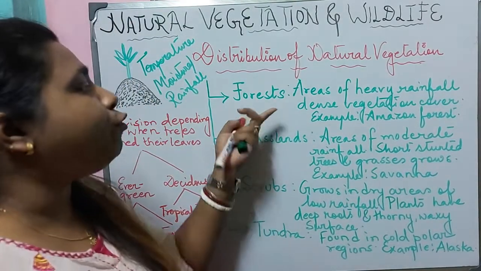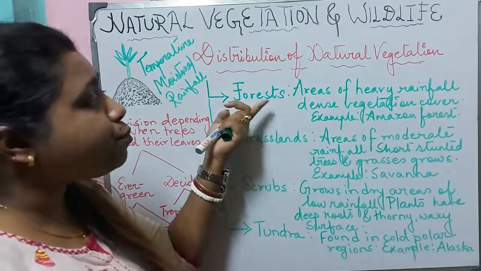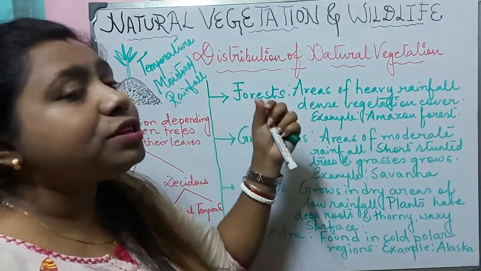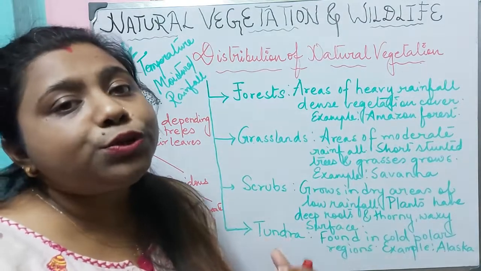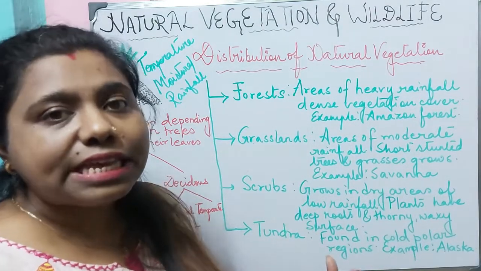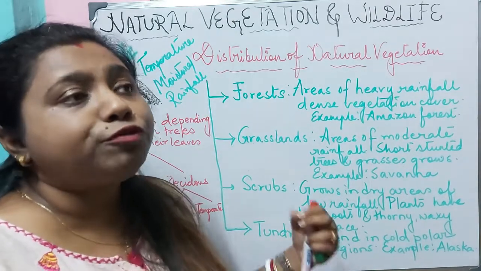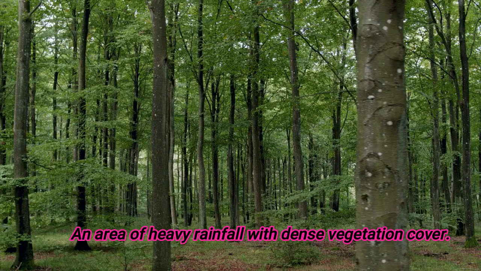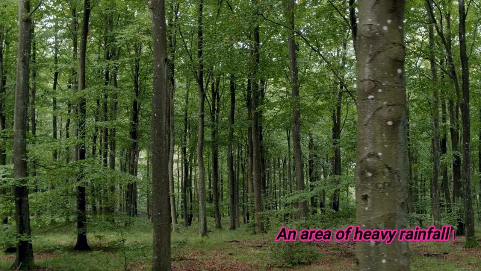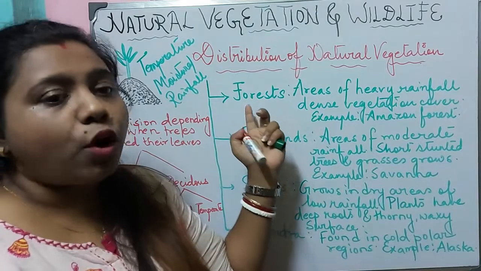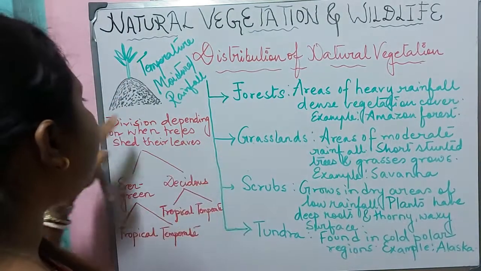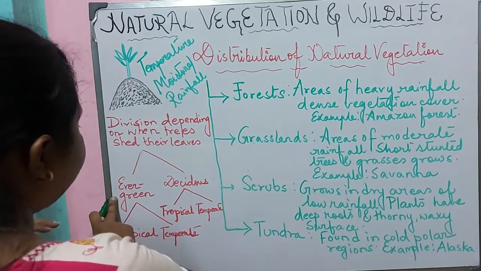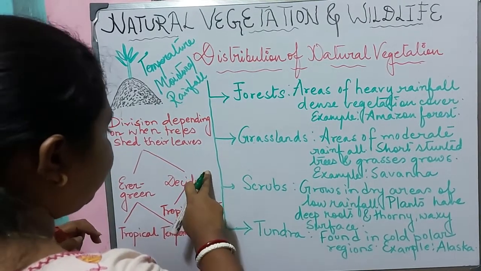Now let us know about forest. What are forests? Forest means the areas of heavy rainfall. That means the areas which receive heavy rainfall, and due to the heavy rainfall, there we can see that a lot of grasses, a lot of trees can easily grow. That means the area of heavy rainfall with dense vegetation cover. For example, the Amazon forest. Now the forest is divided depending on when the trees shed their leaves into two types, that is the evergreen forest and the deciduous forest.